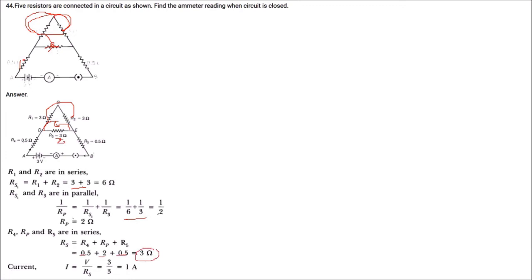Now we have to find the current. Current is given by V by R. V is given here, which is 3. So we divide 3 by this 3 ohm, and we get 1 ampere.